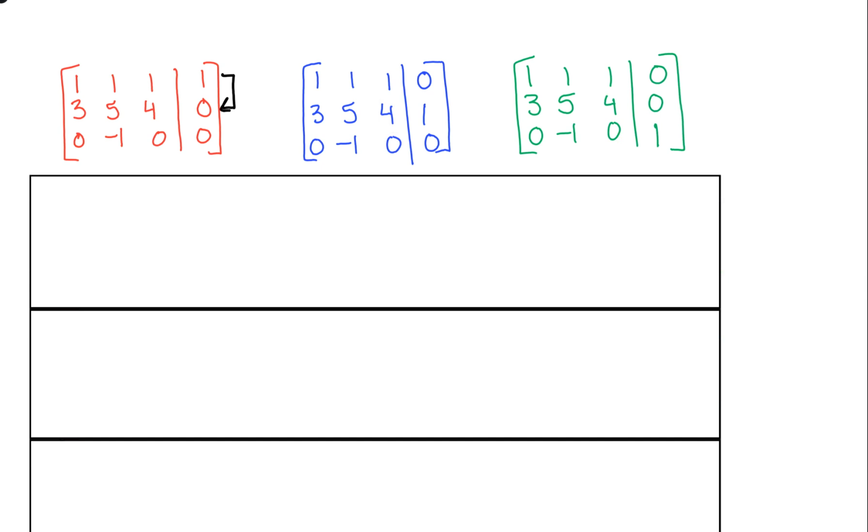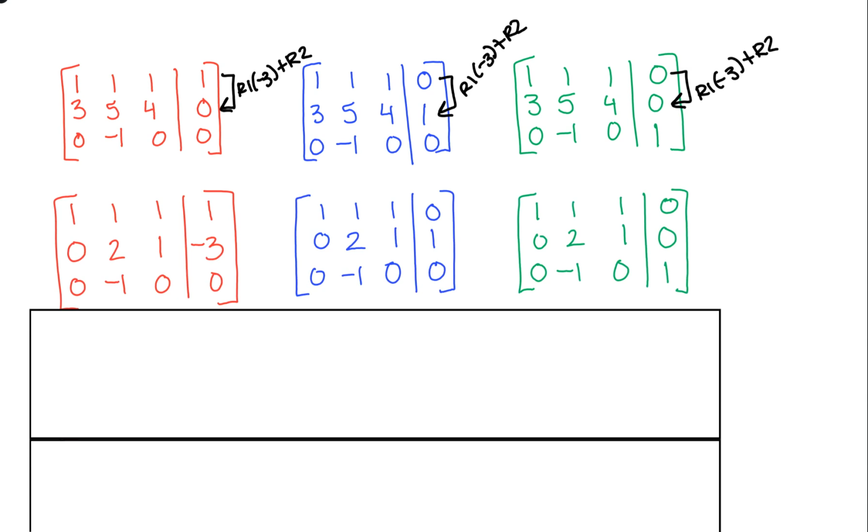So in this first one, I would do row 1 times negative 3 plus row 2. Guess what I'm going to do on the blue one? The same thing. Row 1 times negative 3 plus row 2. Guess what I'm going to do on the green one? Same thing. Since everything on the left of the augmenting line is the same, all of my elementary row operations are going to be the same. So I go ahead and do that on each of those. And now we have these augmented matrices. I can see that I've completed column 1. I have my leading 1 and I have my zeros. So I can move on.